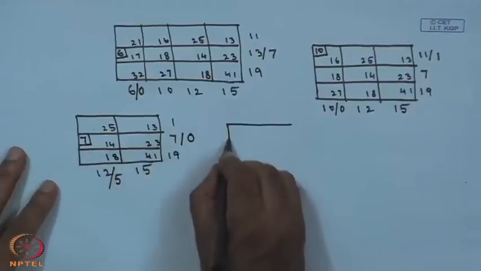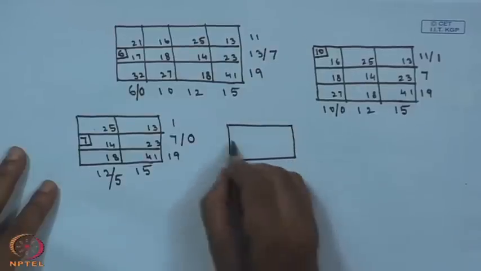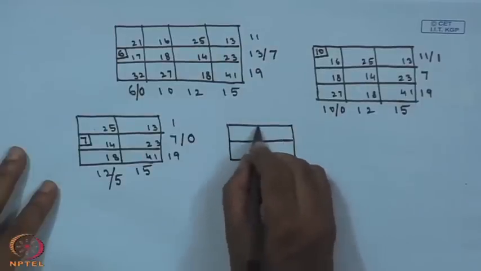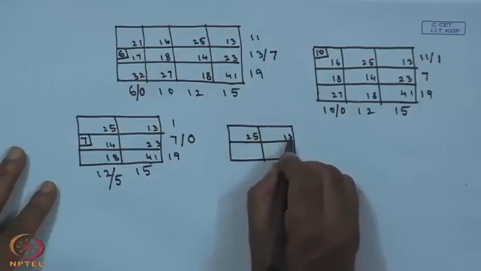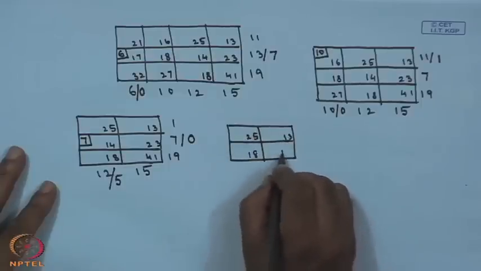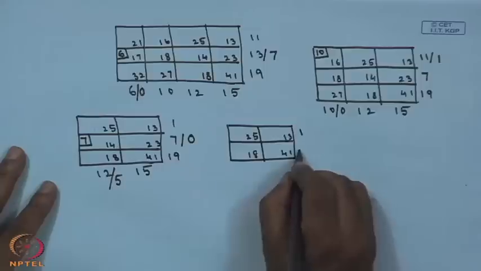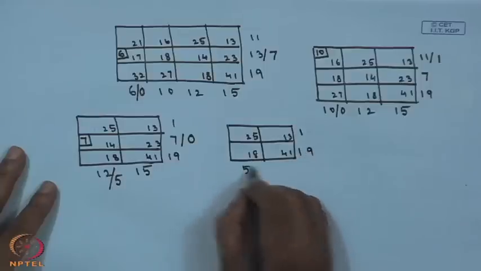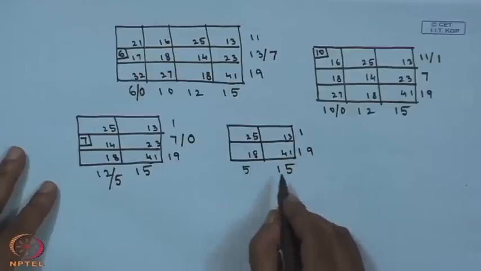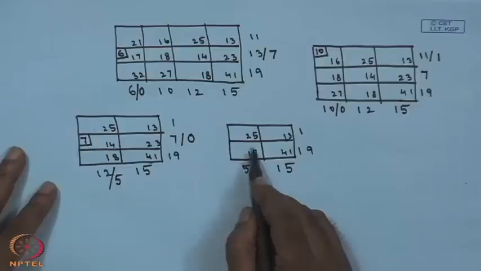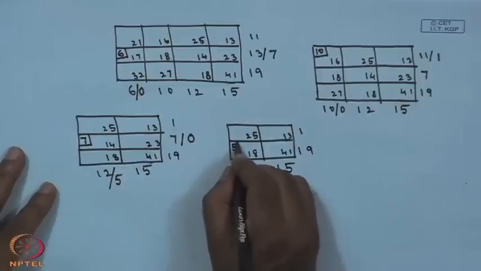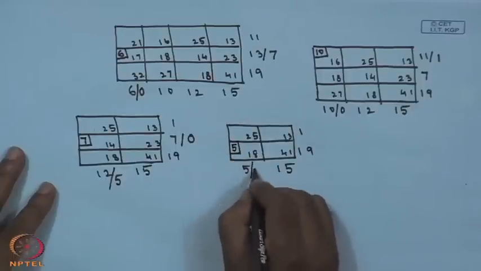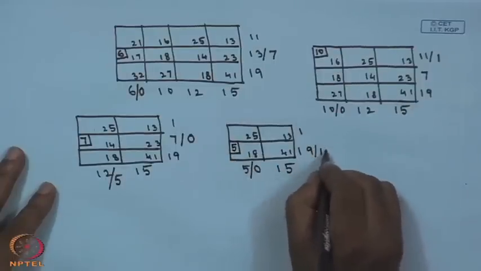So, now you have only 2 rows and 2 columns, that is 25, 13 and 18 and 41. What is the availability? 1, 19, 5 and 15. Again on the first column, the minimum is 18. So, you find the minimum of 5 and 19 and allocate that minimum, which is 5. So, this is reduced to 0, this becomes 14.